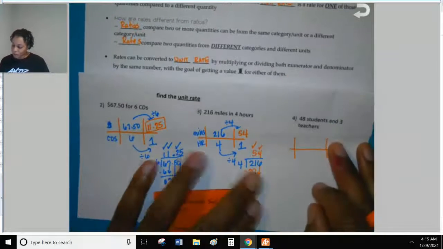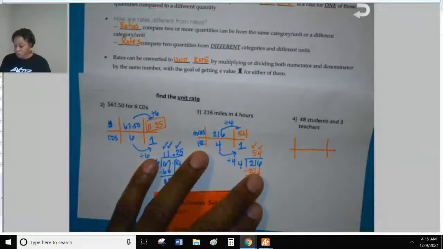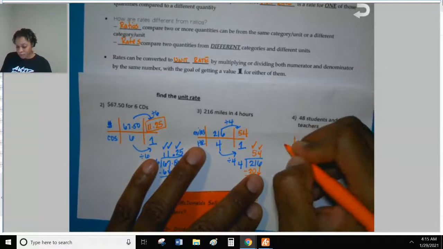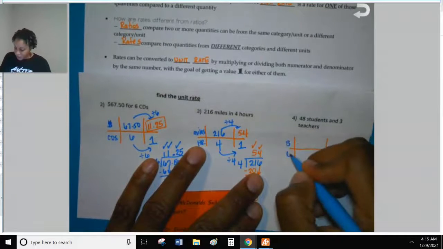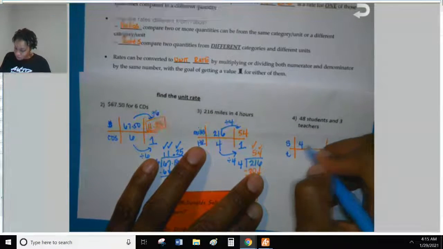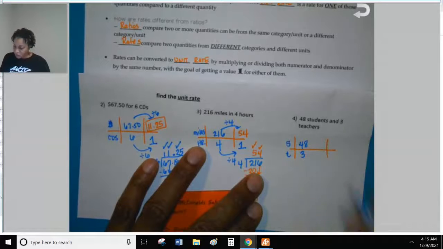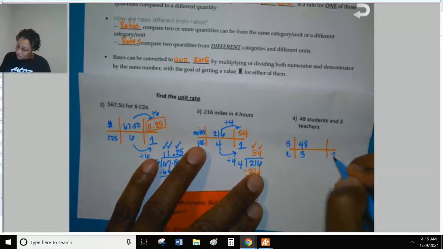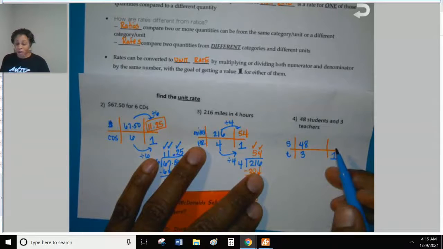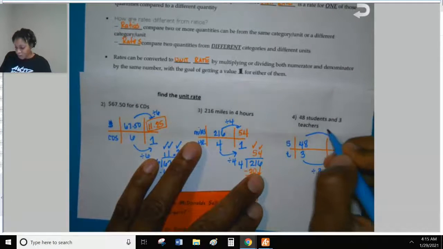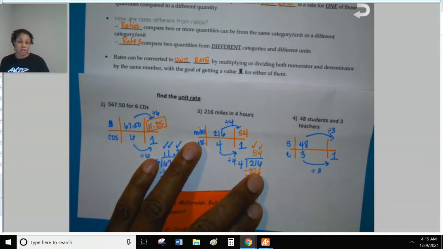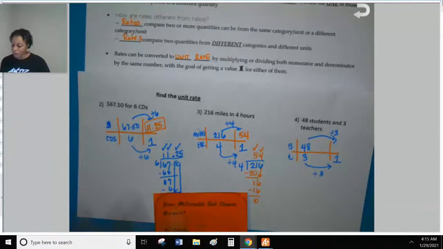Last, we are going to look at 48 students and 3 teachers. I'm going to do students on top, teachers on the bottom. There are 48 students to 3 teachers. We want to know how many students there are per teacher, for one teacher. You're going to divide both of them by the denominator. That's a pattern. We're dividing by the denominator.